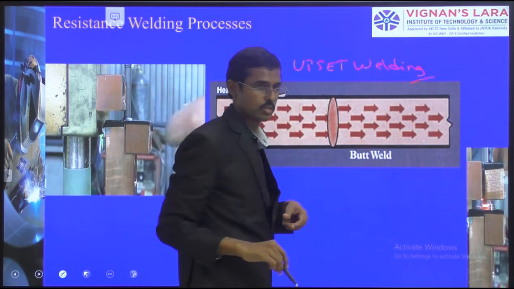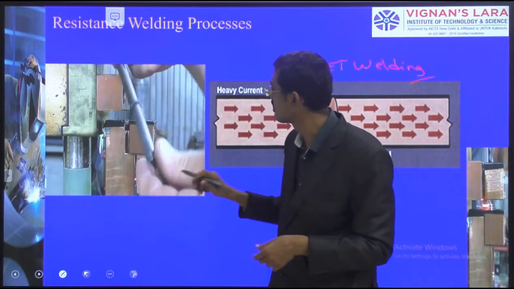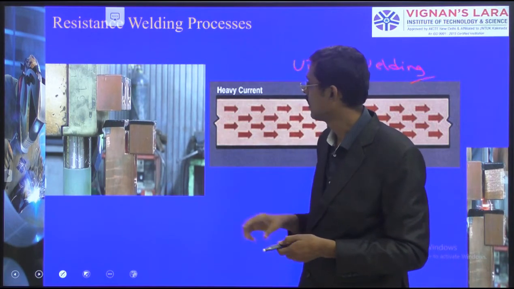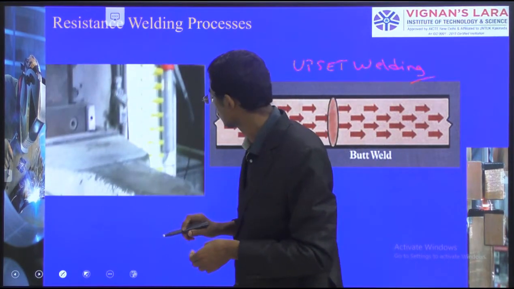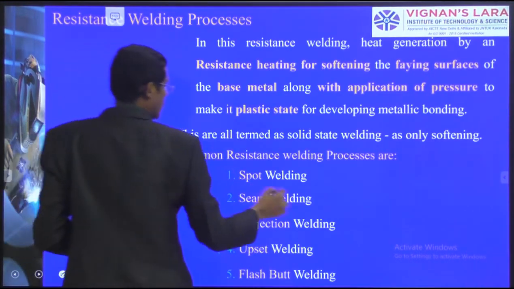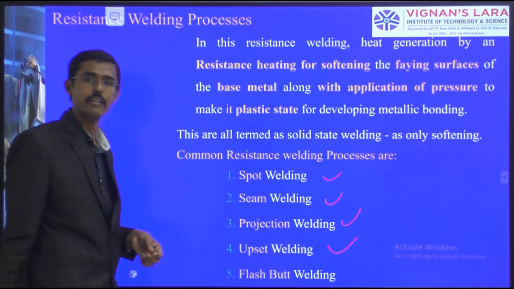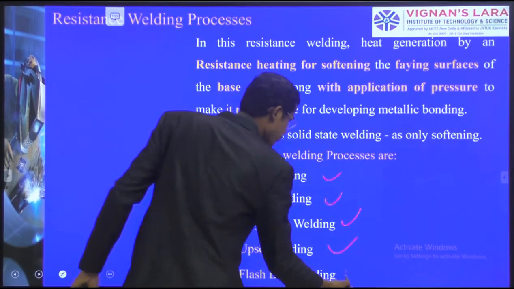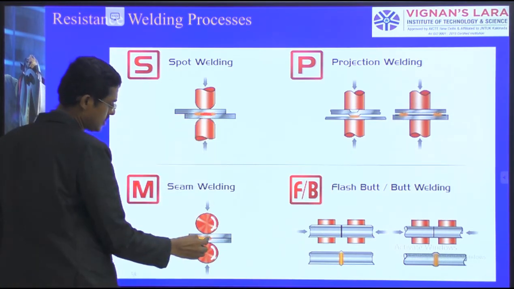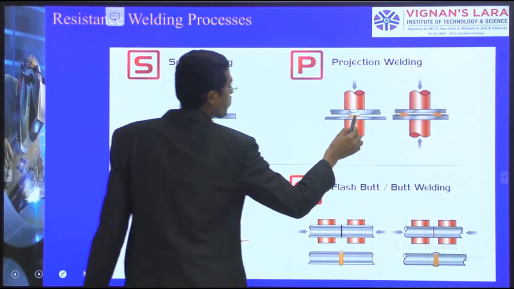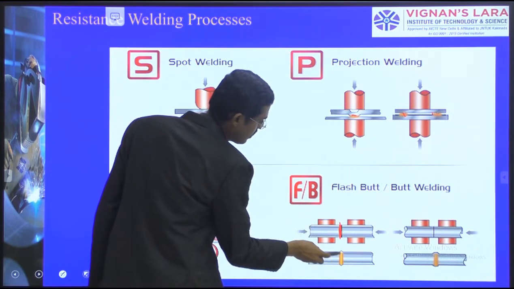That was the upset welding process. Now I am going for the next one. In these welding methods, they now remove the specimen to show how it looks. The projection is visible at that specific point. So now we have completed spot, seam, projection and upset welding. The last one we have to see is flash butt welding and how it looks. So this is spot, this is seam, this is projection, and here we have done the upset welding.